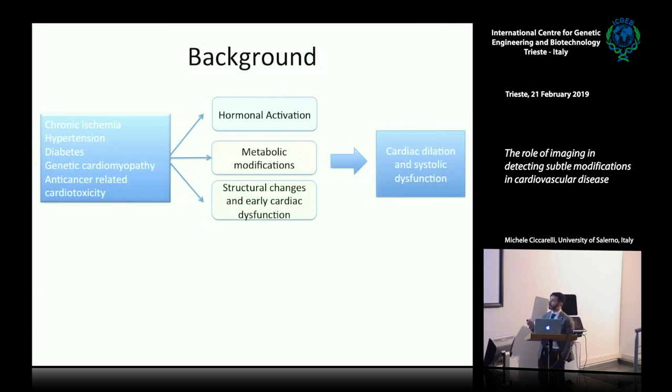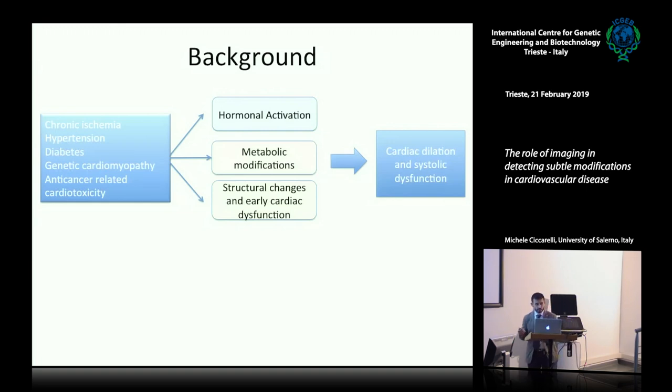For example, chronic ischemia, hypertension, diabetes, genetic cardiomyopathy, and anti-cancer related cardiotoxicity activate a series of mechanisms that include hormonal activation, metabolic modification, structural change, and early cardiac dysfunction. All together, or with the prevalence of one or the other according to the original etiology, they lead to the final cardiac dysfunction, characterized by the enlargement of the left ventricle and the depression of the ejection fraction, which we know is generally calculated through echocardiography, through Teichholz's formula, for example, or, as we generally do, with the Simpson formula, to calculate and also to define the different kinds of heart failure: HFrEF, HFpEF, or mildly reduced ejection fraction.